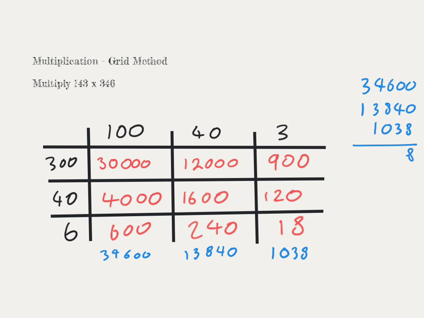Seven, 8, 9, and 3 out of 1 is 4. 49,478. Yay! So that's how we use the grid method for multiplication. There are some challenges for you on the website. Let's see how we do.